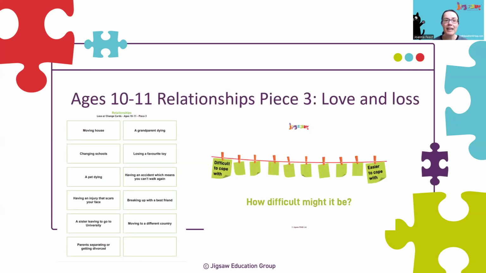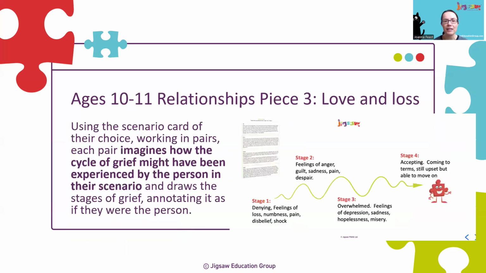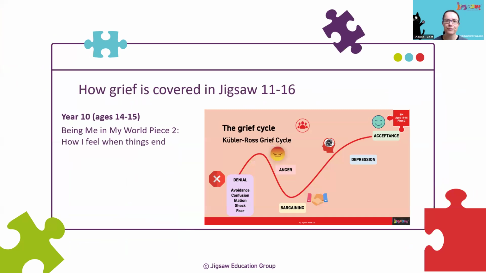We move on then in ages 10 to 11 in the relationships puzzle to piece 3 about love and loss, with different activities about how children can notice how difficult certain experiences may be, all the way from moving house to breaking up with a best friend, moving to a different country, or someone leaving the home to go to university. We use scenario cards, which is a distancing technique. And what we try to do is encourage children to see how that particular person, in a very distanced scenario-based way, may be going through the cycle of grief.